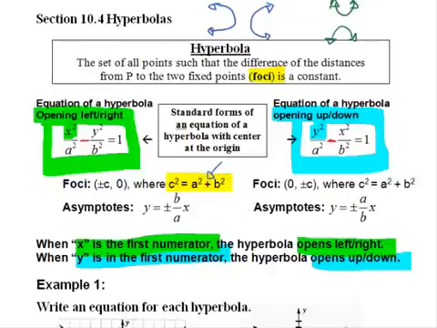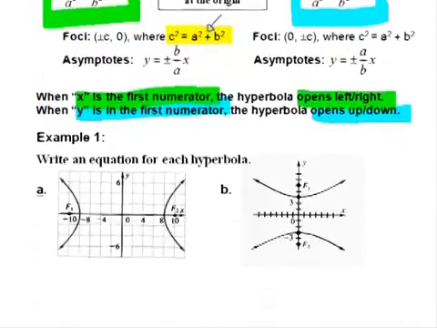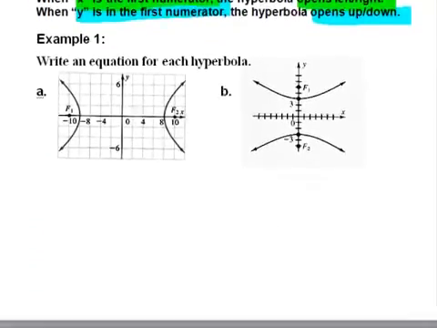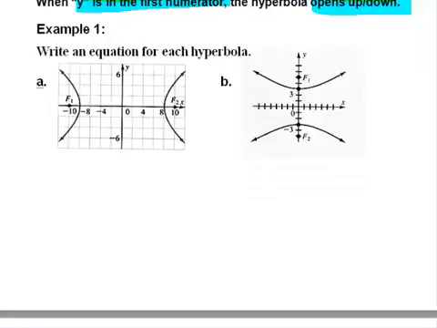But let's go ahead and start by looking at a graph and talk about the equation of the graph. So write an equation for each hyperbola. First thing you want to notice is that since this one is side to side, that means that we're going to have the formula that has x squared in the front and then the y squared in the back equal to 1.